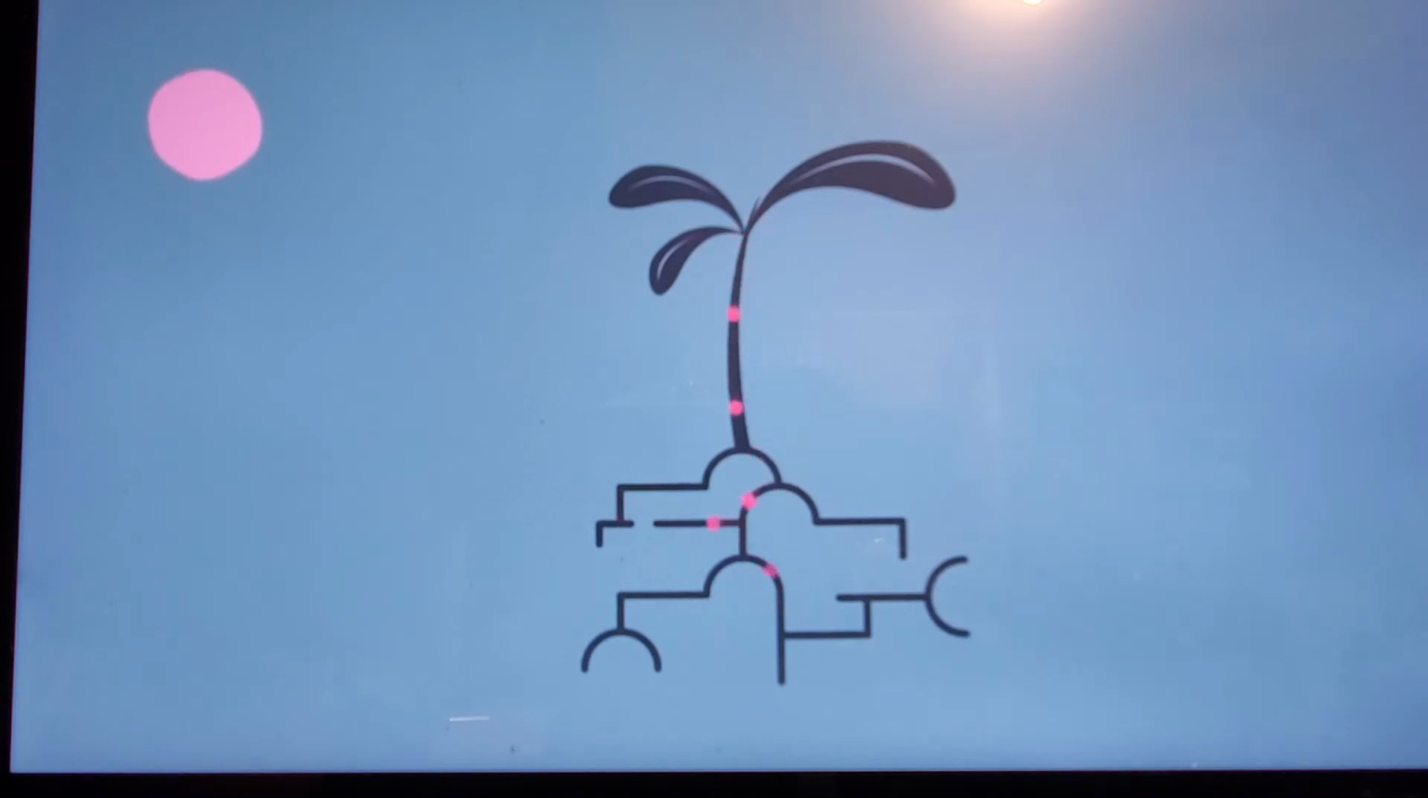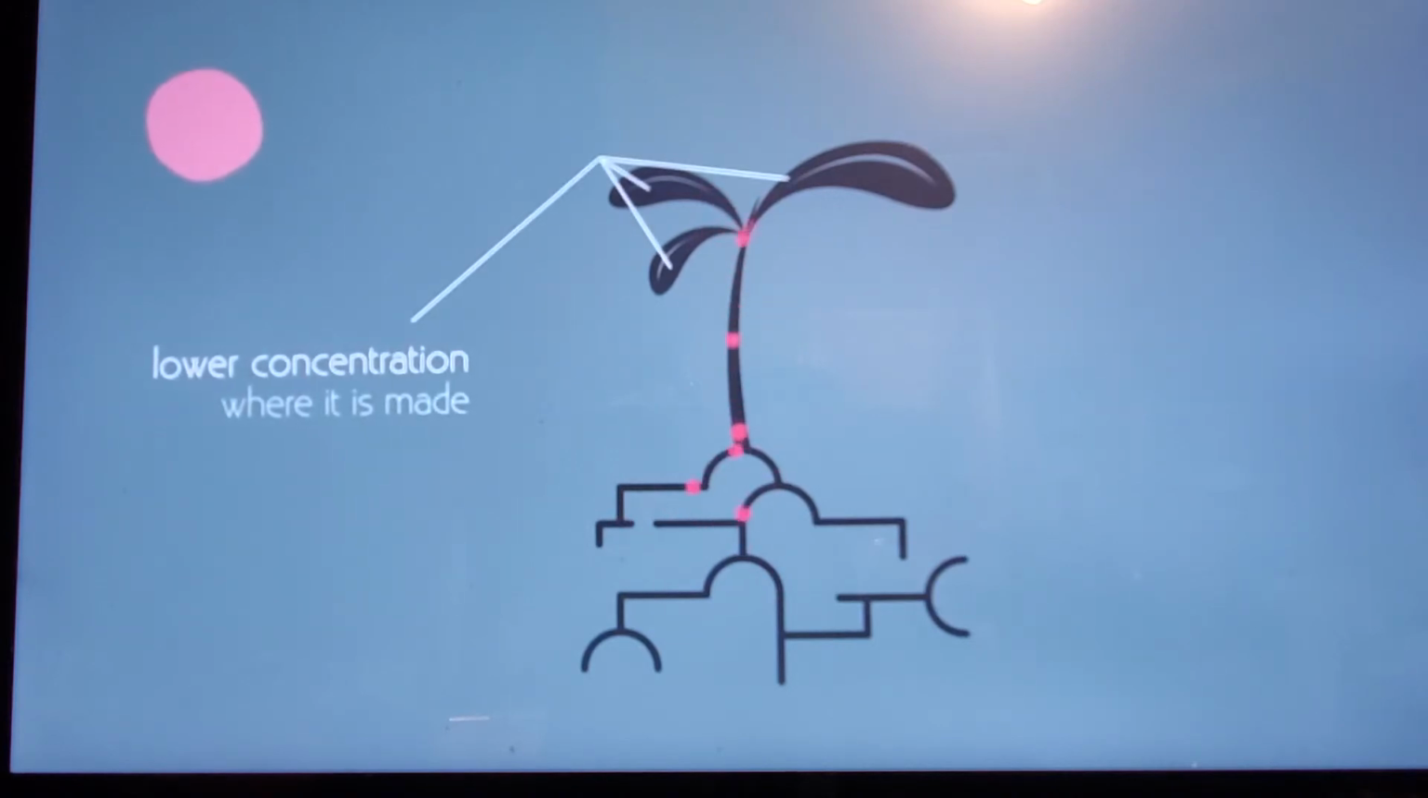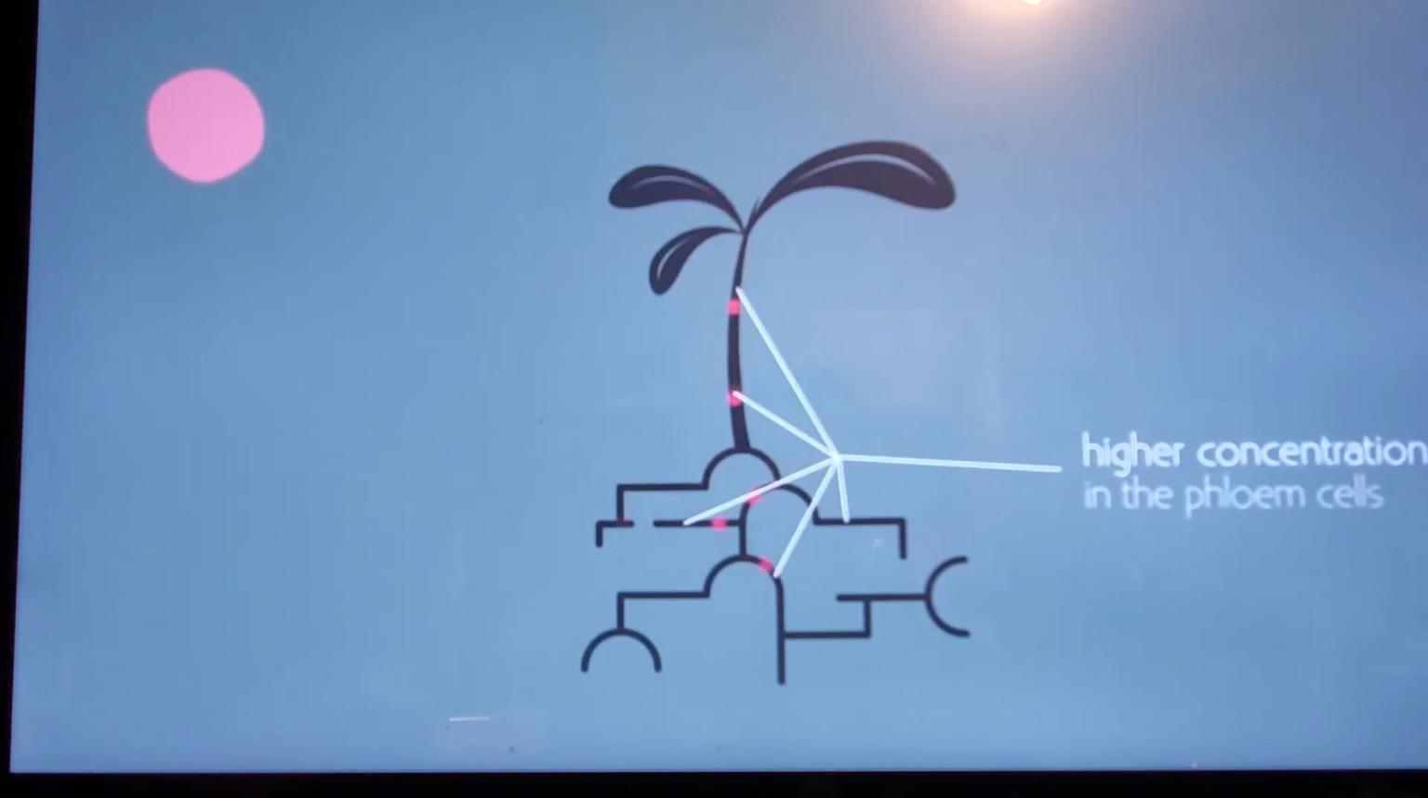The areas of the plant where sucrose is made are called the sources, and where they are delivered are called sinks. The phloem uses active transport because the sucrose moves against its concentration gradient, from the lower concentration, where it is made, to a higher concentration in the phloem cells.